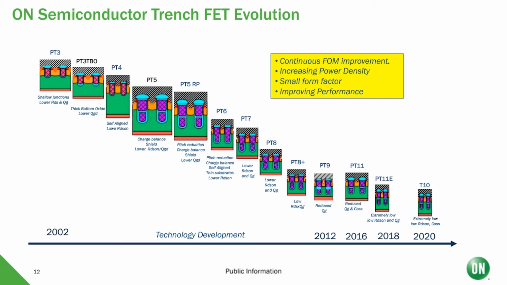And with each generation, we're able to improve the FET technology to either reduce the RDS(on) or the switching losses, the QG and the parasitic capacitance in the FETs, or both. So each generation is slightly different, but we see an improvement from one generation to the next. Right now, we're looking at T10 as our newest FET technology. So we're continuing to make improvement in our technology for the FETs.